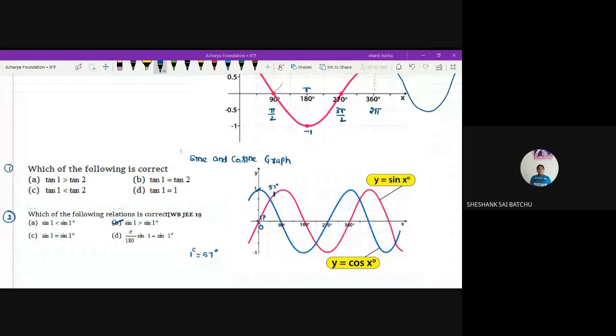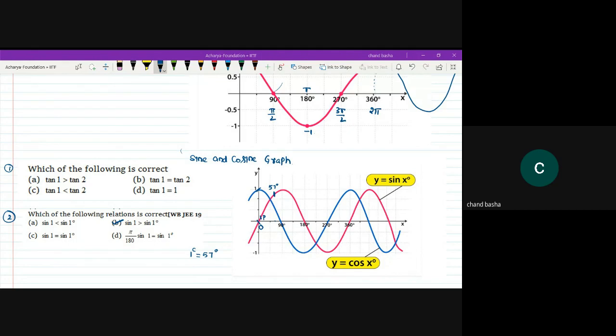Sir, I did not understand how pi, 2 pi and all that came in the sine and cos graph. You did not understand how we can measure in the radian system and degree system. That is in the first class. I have given the conversion of 30 degrees to the radian system, 45 degrees in terms of the radian system. Sir, but in the cos graph, always 90 degrees is pi by 2, 270 degrees is 3 pi by 2.